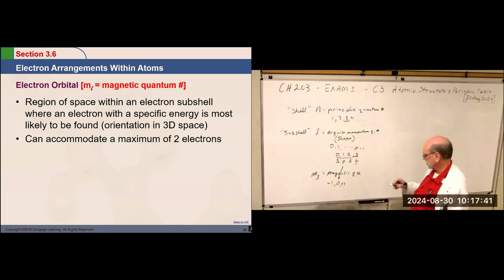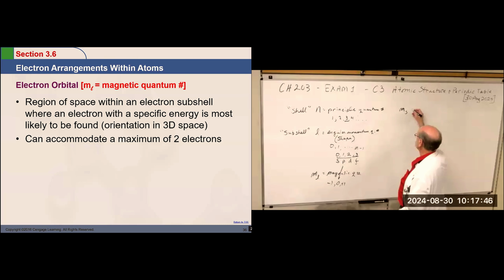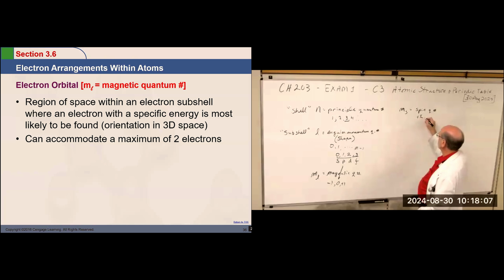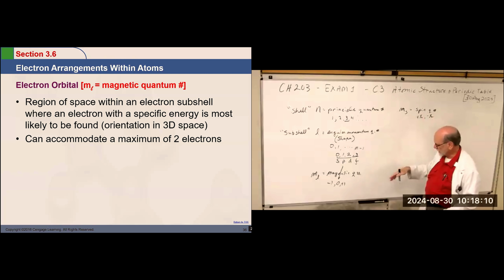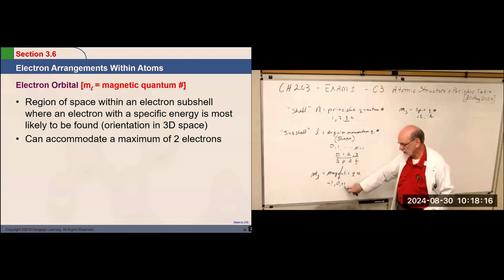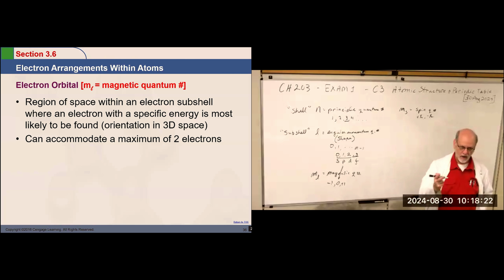And then the last one is the easiest one. M sub S equals the spin quantum number. Each electron is viewed as a spinning top, and it can either spin this way or this way. That's it. So the numbers that we give it are +1/2 or -1/2. For any one of these, you can have 2 of these in each one of those levels. So each one of these M sub L's can have 2 electrons only. That's all it will hold.